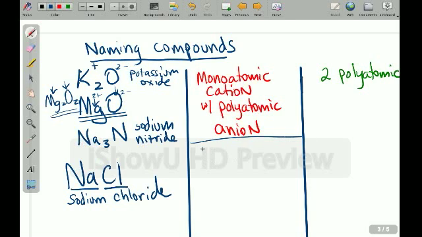Mono with poly is like saying potassium carbonate. And now the charge for carbonate is 2 minus. So pretend there's a 2 minus here. I'm going to crisscross it so it's K2CO3. Notice no parentheses.